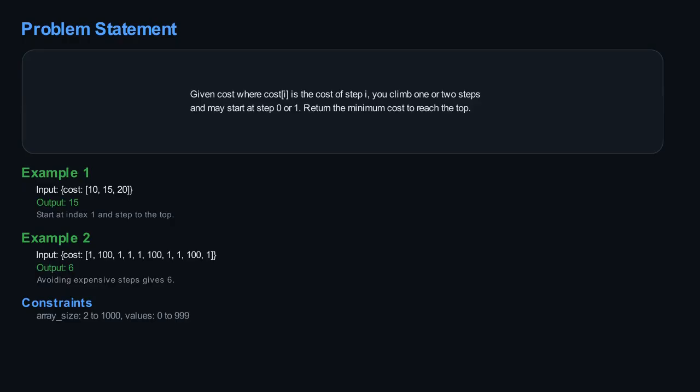We're given an array of integers, where each integer represents the cost of climbing a particular step. The goal is to find the minimum cost to reach the top of the staircase. We can climb either one step or two steps at a time.